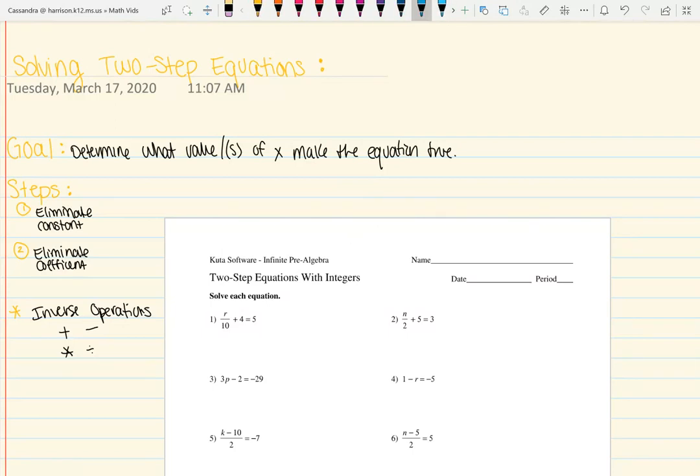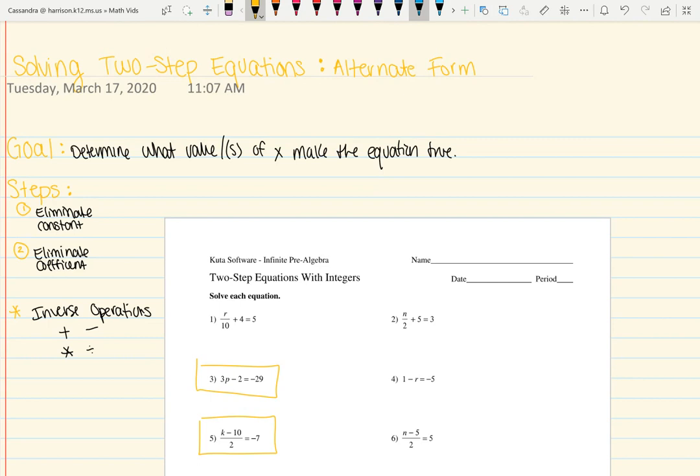Hey guys, we are back with solving two-step equations. This is an alternate form. Sometimes you're not going to get an equation like number 3 here, where the variable is being multiplied first and then being subtracted by a number. You might have a case like number 5, where a number is being subtracted from the variable first, and then multiplication or division are happening.